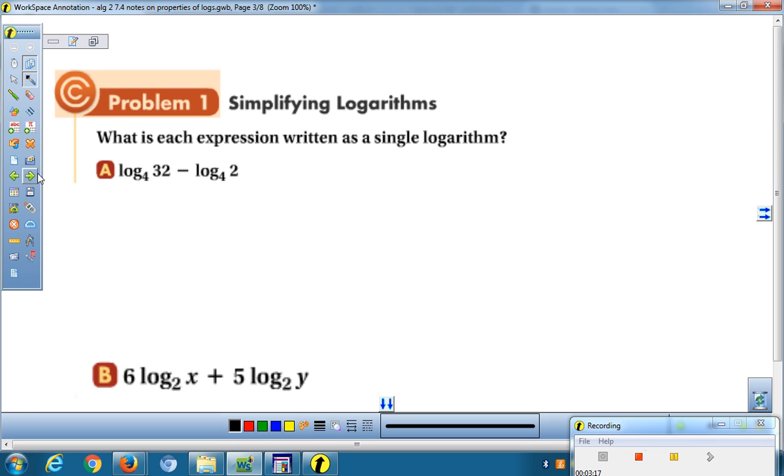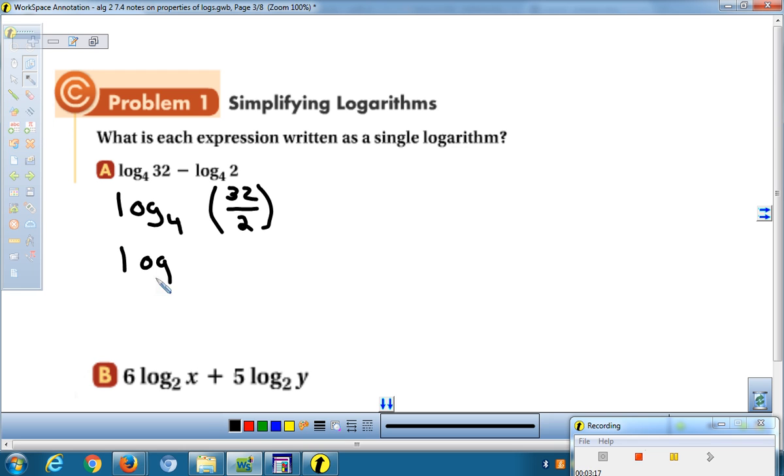All right. So now, let's look at some of these, combining the properties and using some numbers. What is each expression written as a single log? Multiple logs with subtraction can be rewritten as a single log. What replaces the subtraction? It goes to division. So we get 32 divided by 2. And what is 32 divided by 2? 16. All right. And what is log base 4 of 16 equal to?